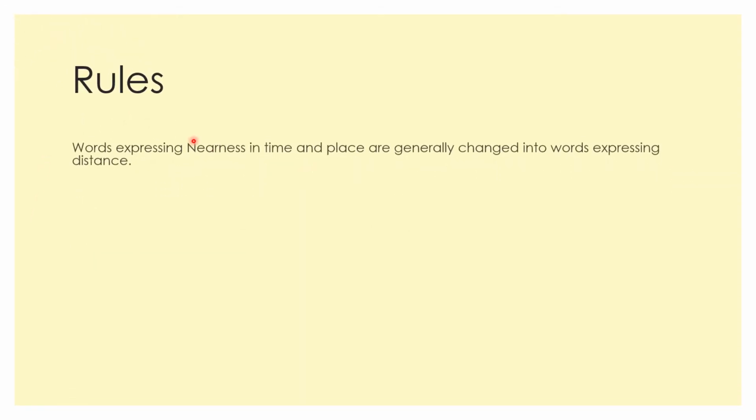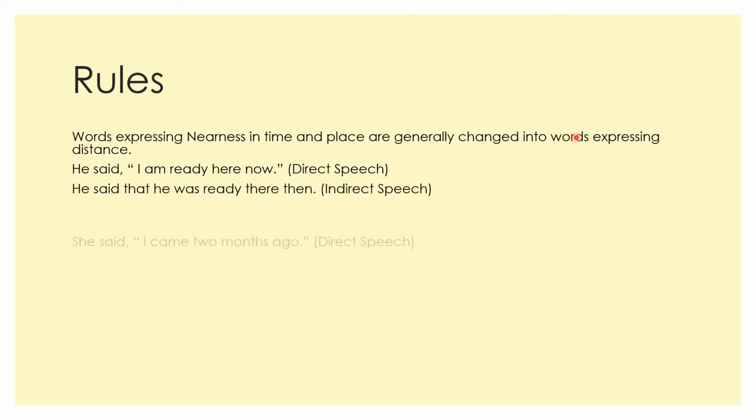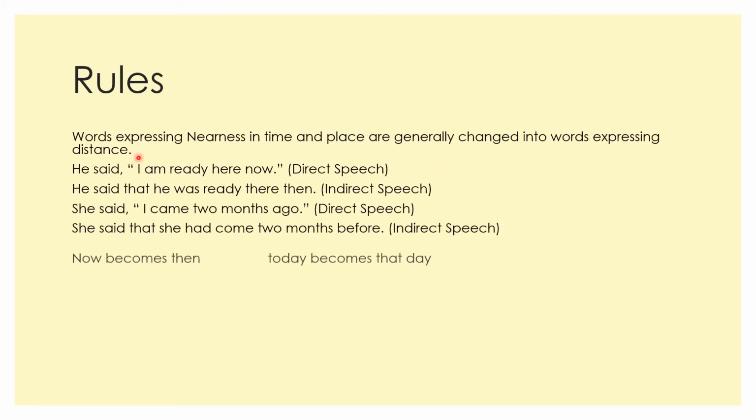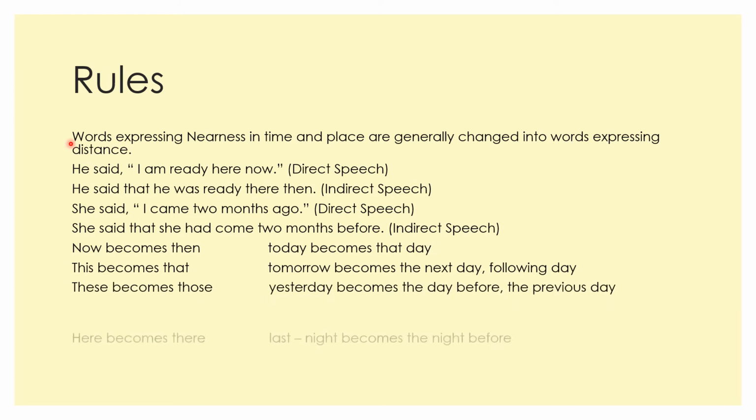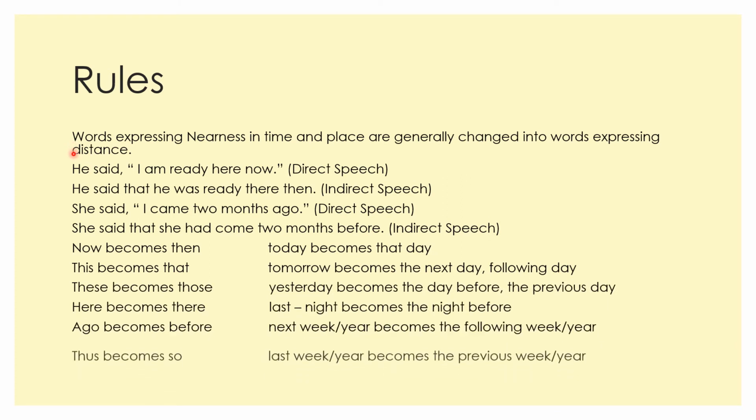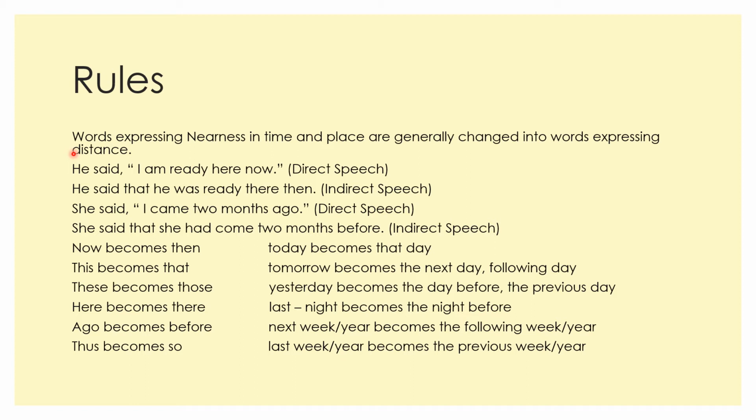Words expressing nearness in time and place are generally changed into words expressing distance. This is another rule for changing from direct to indirect. If there are words expressing nearness in time and place in the direct speech, then those words will change into words expressing distance in the indirect speech. Look at this following example. He said, I am ready here now. So in the indirect, it will be he said that he was ready there then. So here has become there and now will become then.